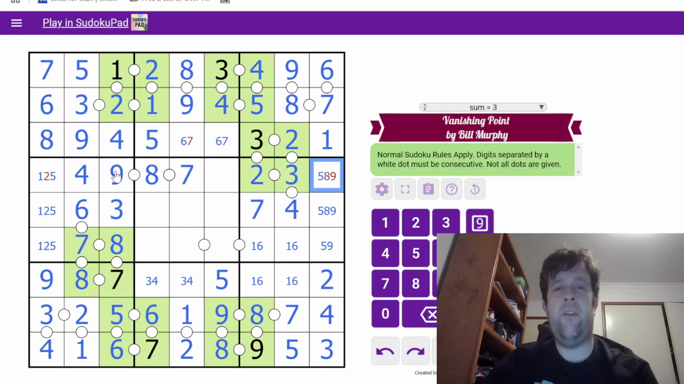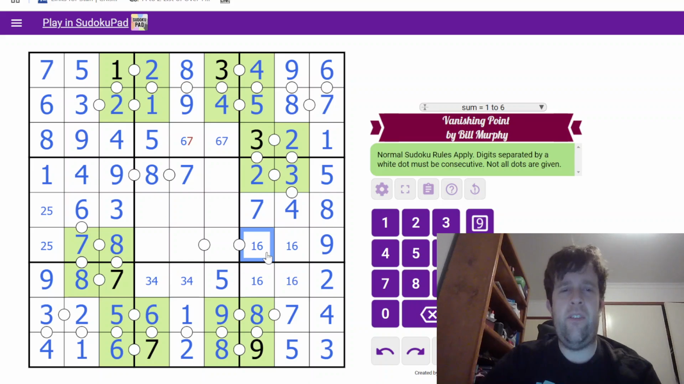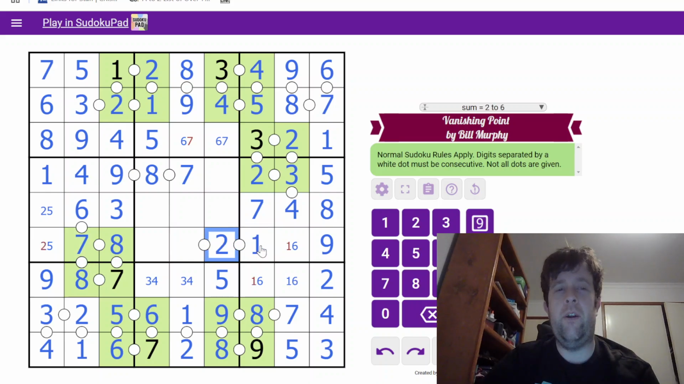So that's 8 and 7, which cleans up this a bit. 1, 2, 5. And similarly, if this is 6, it would need to be 5 and 7. 5 and 7 see that cell. So we know that that's 1, 2, and 3, which cleans up the rest of this grid for us. Lovely.